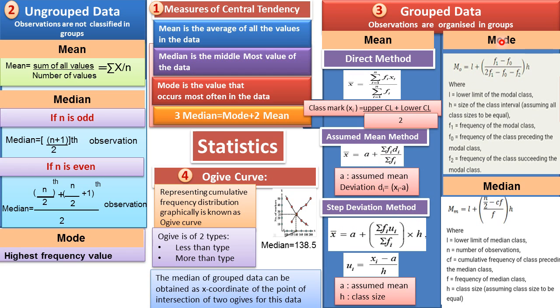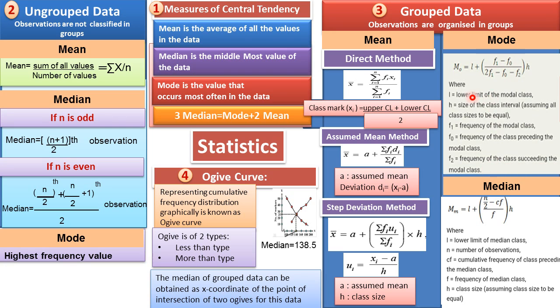Mode. Mode is the highest frequency value. How to find the mode for grouped data? The formula is m0 equals L plus [(f1 minus f0) divided by (2f1 minus f0 minus f2)] into h, where L is the lower limit of the modal class, h is the size of the class interval, f1 is the frequency of the modal class, f0 is the frequency of the class preceding the modal class, and f2 is the frequency of the class succeeding the modal class.